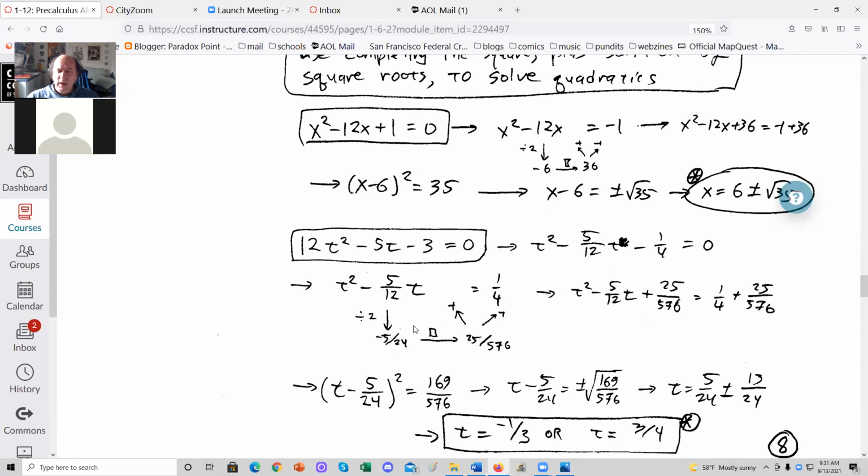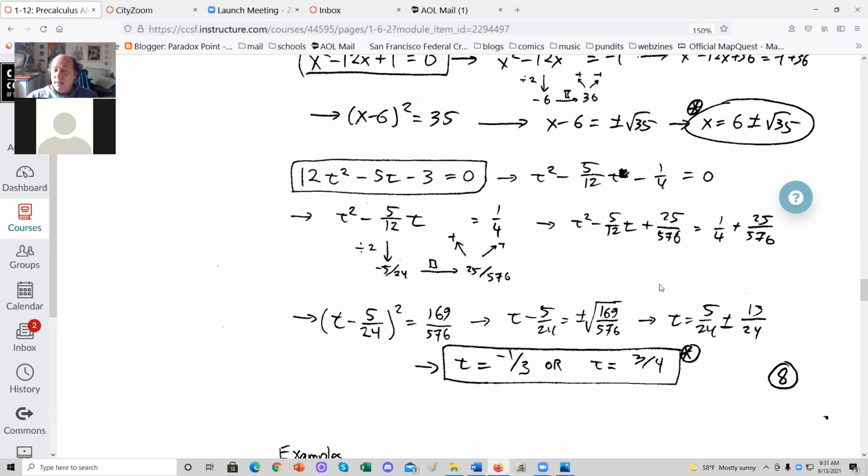The left side will be t minus 5/24 squared, like this. This right side, I do on a calculator. The scientific calculator will actually do fraction arithmetic, and this comes out to 169 over 576. All right, now we solve by square roots. t minus 5/24 equals plus or minus the root of 169 over 576, which turns out to be 13/24. Transpose the 5/24: 5/24 plus or minus 13/24. With a plus, you get 3/4. With a minus, you get minus 1/3.